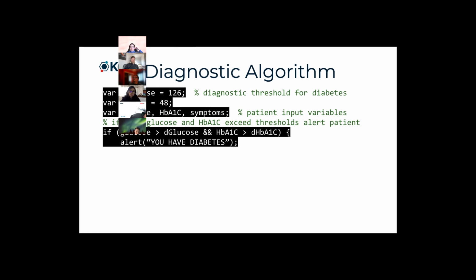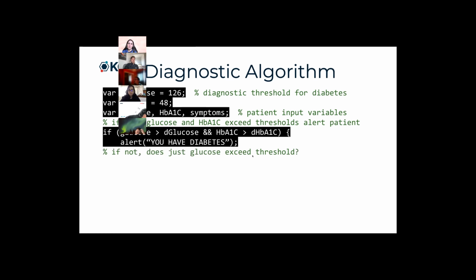So you're saying that the thresholds are 126 and 48, right? So if the dGlucose is like maybe 150, then it can alert the patient, or does it have to be both of them? In this case, because I put and, it would have to be both. So in this case, what it's saying is if my glucose is over 126, so let's say 130, and my HbA1c is over 48, let's say 50, then I'll get this alert. However, if my glucose is, let's say 130, so high enough, but my HbA1c is only 20, then I would not get this alert. Okay.